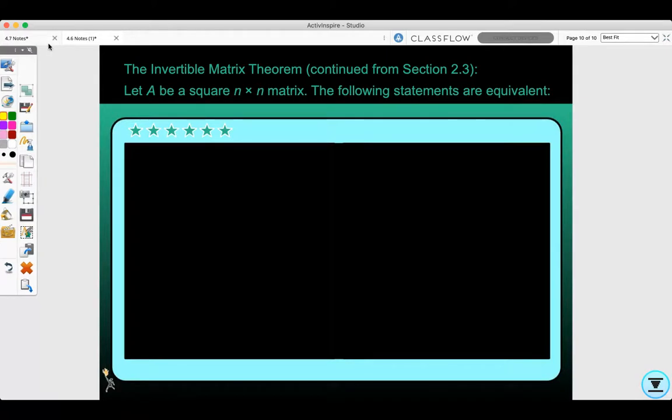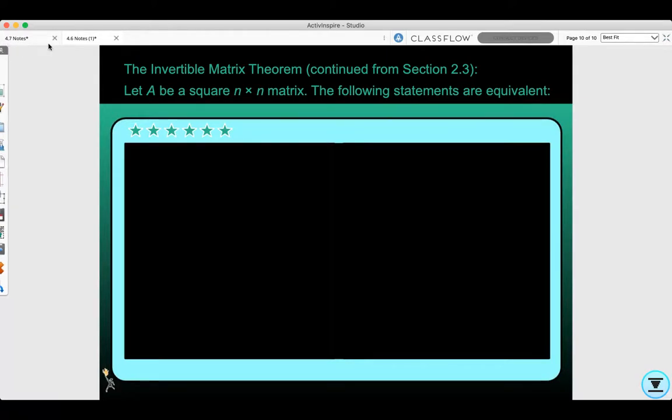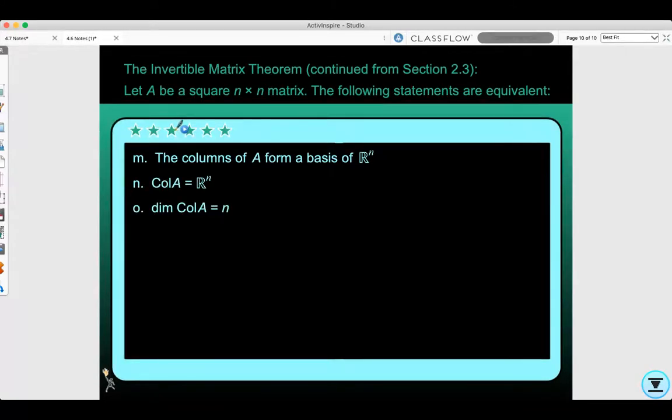The invertible matrix theorem, continued from section 2.3. Let A be a square n by n matrix. The following statements are equivalent. The columns of A form a basis for Rn. Col A equals Rn. The dimension of Col A is n. Rank A equals n. Null A is the zero vector, and the dimension of Null A is 0.